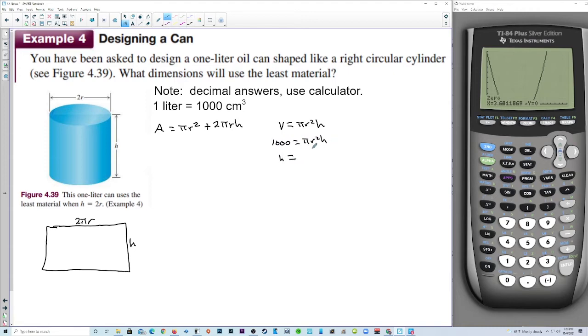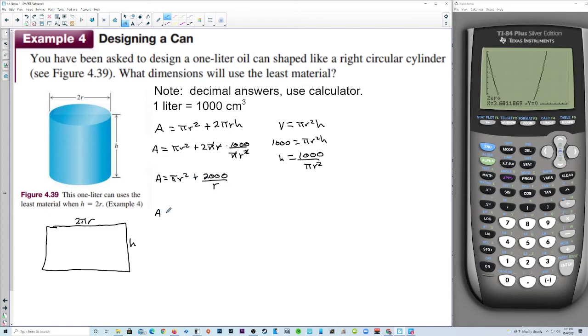Now we take h, or we divide by pi r squared. So h equals 1,000 over pi r squared. Now we can replace this h with 1,000 over pi r squared. Now the surface area is pi r squared plus 2 pi r times 1,000 over pi r squared. And let's see, the pi's cancel and one of the r's cancel. So the area now is pi r squared plus 2,000 over r.